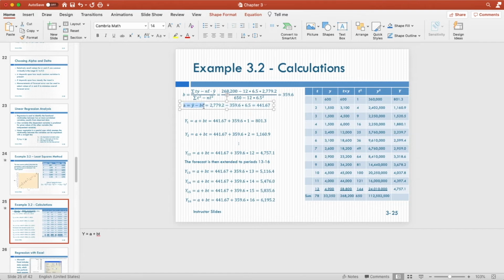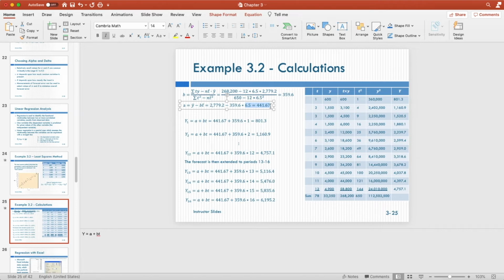You almost get done. After you get B, A equals y bar minus B times t bar. Can you calculate y bar? Yes, I just mentioned how to calculate y bar. Add up all the values in this column, and then divide by 12 to get y bar. What is t bar? t bar is to add up all the values within this column and divide by 12. What is B? You just got it, 359.6. Lastly, you will get A, which is 441.67.